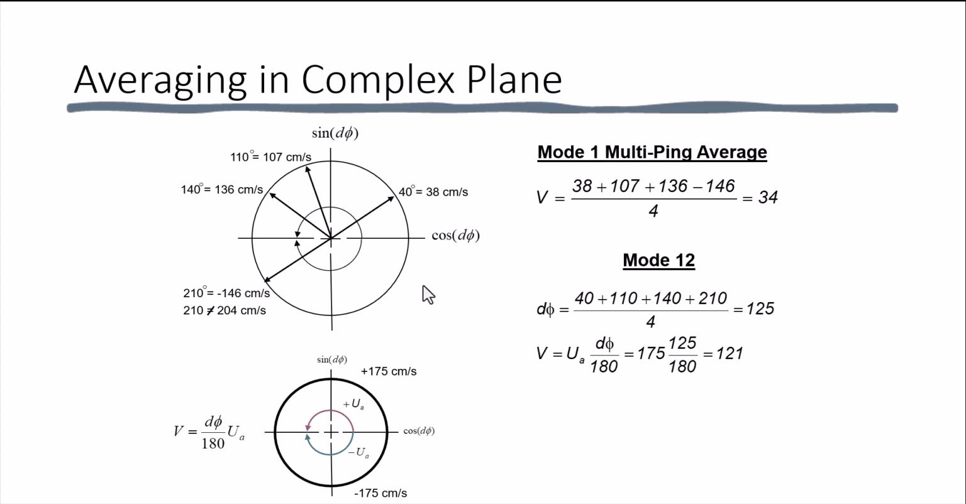Mode 12 averages in the phase plane, so it would average 40 degrees, 110 degrees, 140 degrees, and 210 degrees, reaching an average of 125 degrees, which is then transformed into actual velocity of 121 centimeters per second, a significant difference between 34 and 121, and shows the effect that an ambiguity error can be minimized using the average in the phase plane.